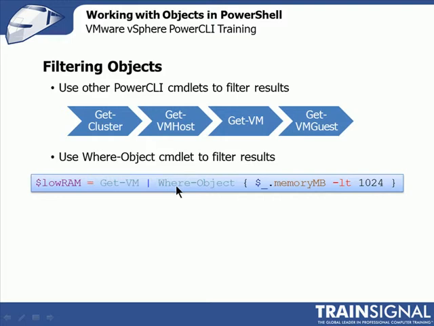So what's going to happen is virtual machines are going to come through the pipeline, they're going to go through the where object commandlet, and they're going to be tested by whatever is inside of this script block. If the expression evaluates to true, then you will see a virtual machine object. If it evaluates to false, in other words, if my virtual machine has more than 1 gig of RAM, then you won't see that object. So low RAM, on the left here, we got the assignment operator. So low RAM will be a variable that'll contain only virtual machines that have less than 1 gig of RAM.